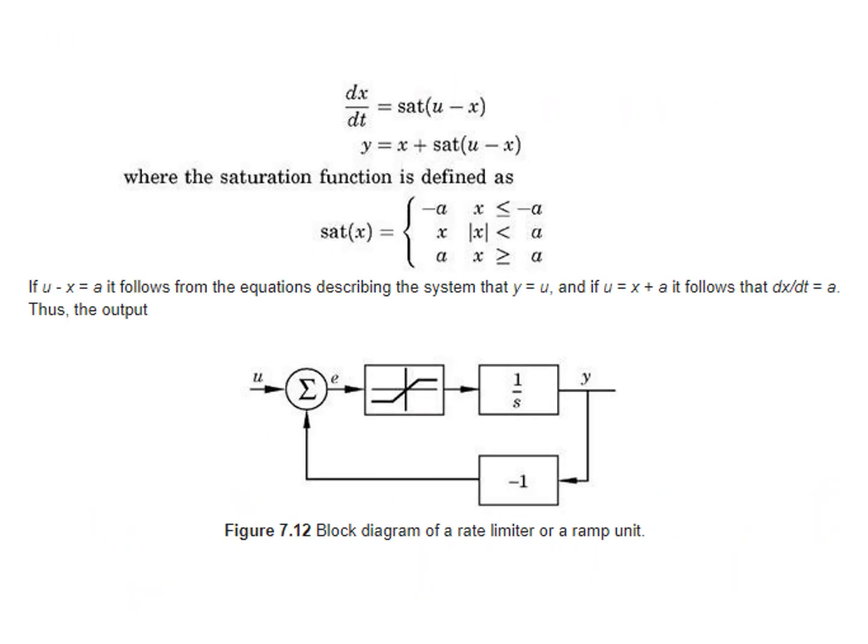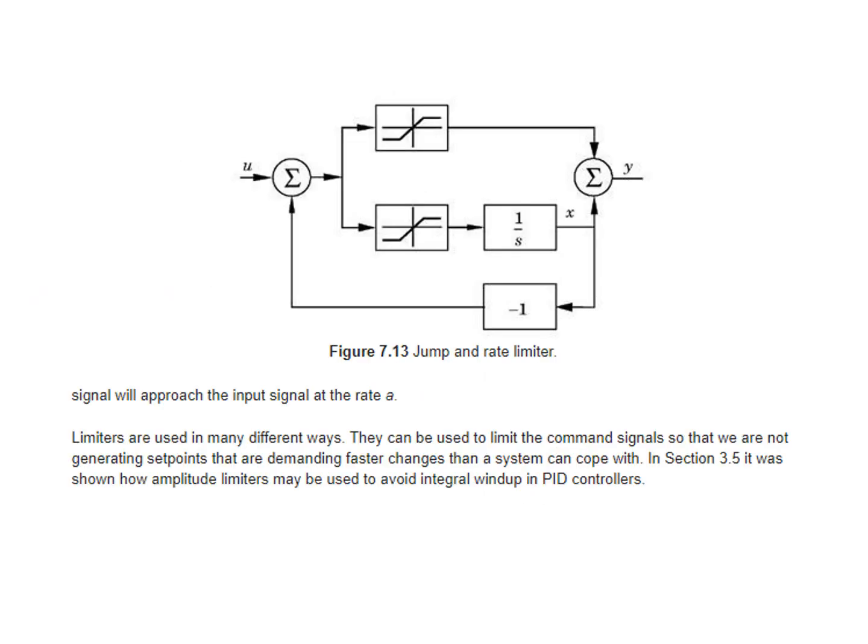Similarly we have jump and rate limiters. The rate limiter will always have an integrator, and you have jump limiters also. Different types of limiters can be used to avoid integral windup in a PID control. This is one of the applications where you use the amplitude limiters.